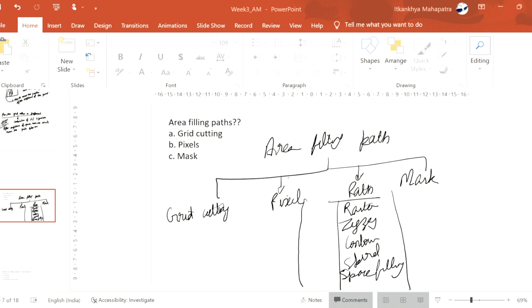So these are the various area filling paths. Now we'll discuss the different area filling tool paths in the following question. Area filling tool paths, in the context of computer design or CAD or CAM, are used to fill regions of a shape with materials or patterns. The different paths have distinct advantages depending on the specific requirements of the manufacturing process and the desired outcome.